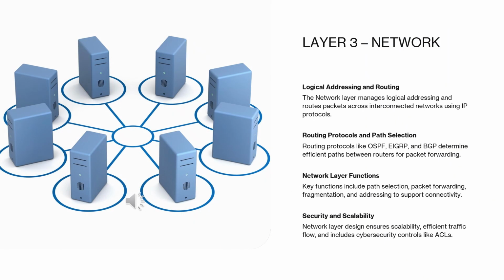Next is the network layer. The network layer manages logical addressing and routes packets across interconnected networks using IP protocols. Routing protocols like OSPF, EIGRP, and BGP determine efficient paths between routers for packet forwarding. What are OSPF, EIGRP, and BGP? We will discuss in my next videos.